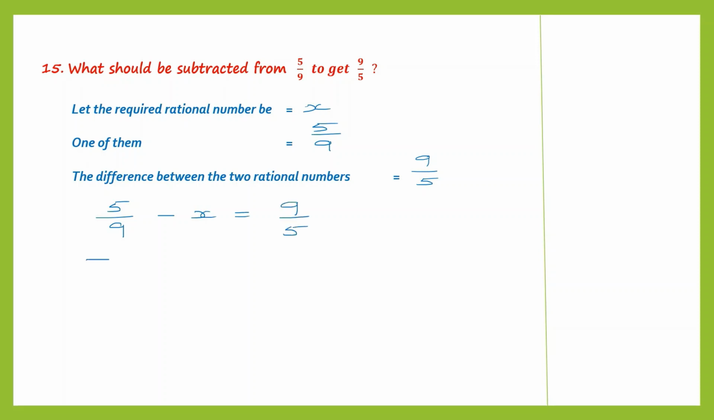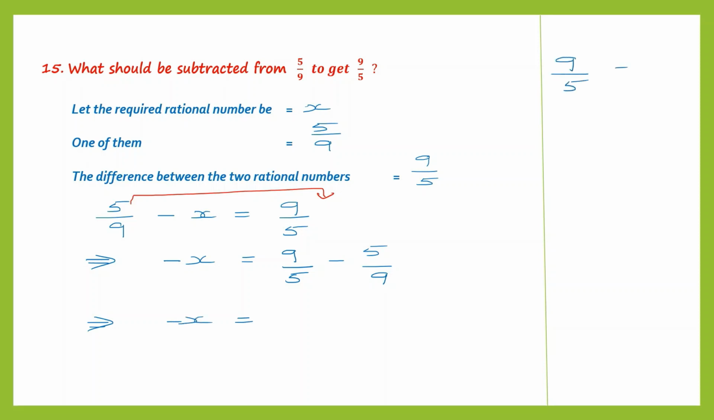Now we're going to find the value of x. So we write minus x here is equal to 9 by 5, and we're going to transpose this 5 by 9 to the other side. And 5 by 9 has a plus sign. That means when it comes to the other side, it becomes minus 5 by 9. Okay, so now let's find the value of minus x first. So let's take 9 by 5 minus 5 by 9 to the working column and work out.